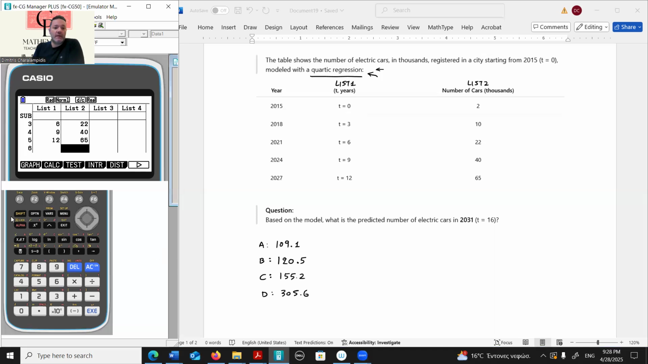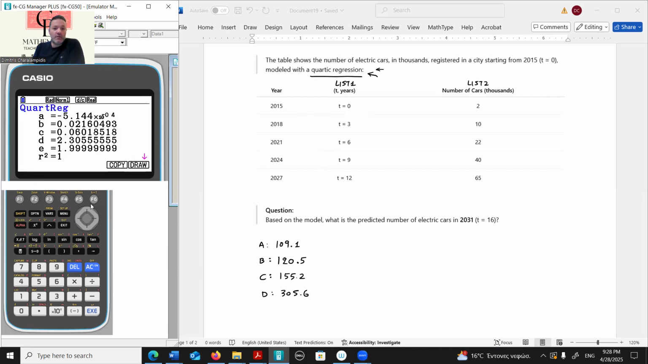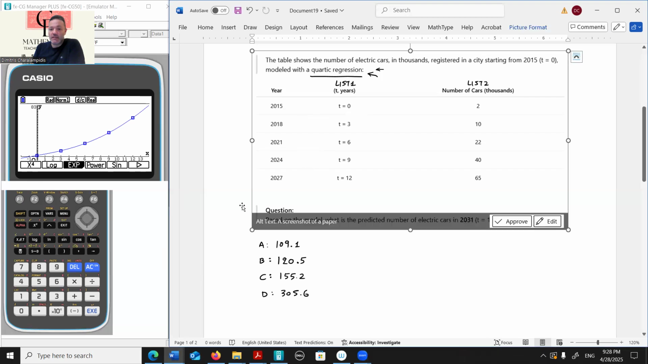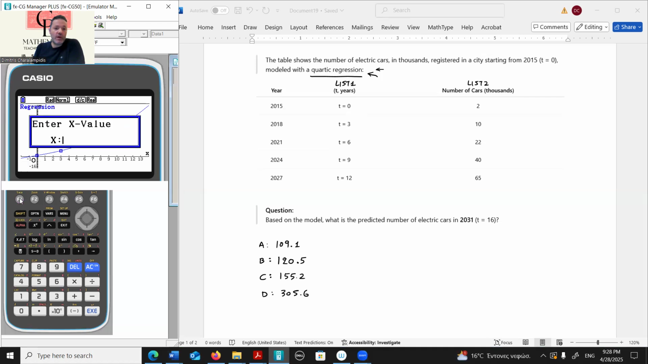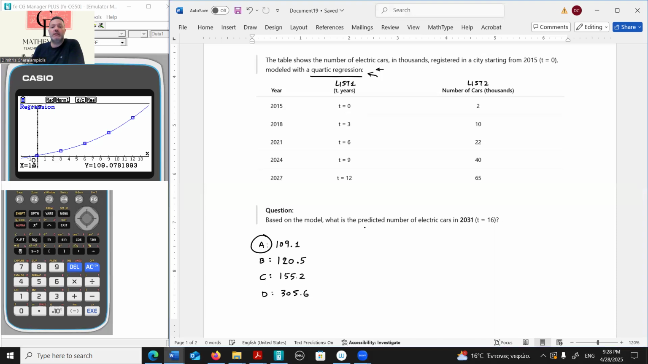Once we have them, graph F1, graph 1, F1 again, calc, we need the quartic regression. So we need the x to the power of 4. X to the power of 4, draw, and there it is. What do we need? We need a specific value when t is 16. Okay, Shift, G-Solve, Y-Cal at 16, EXE, it's 109.078, so it is obviously A.